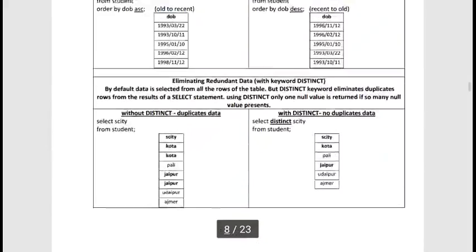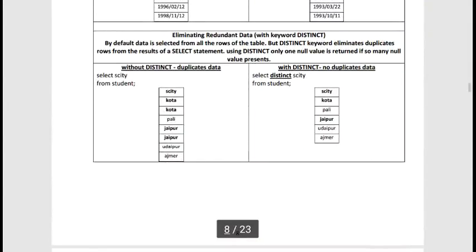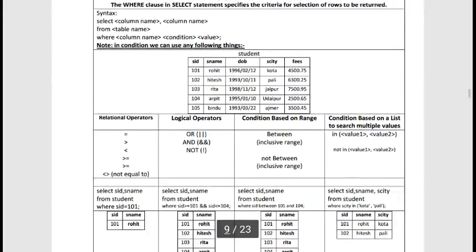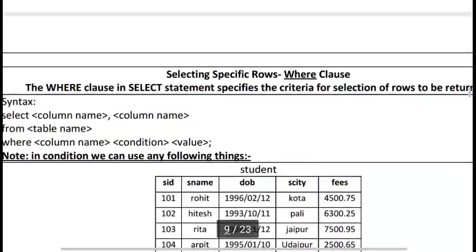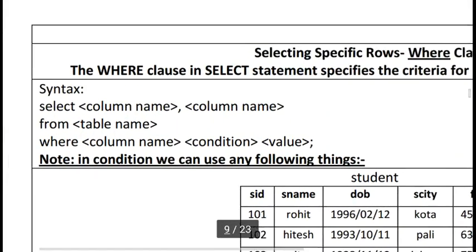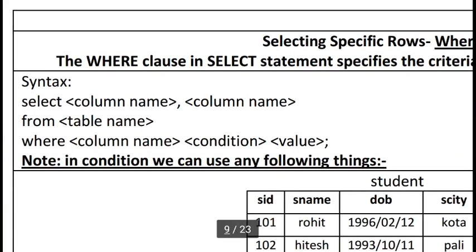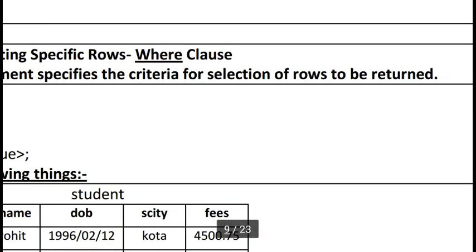Okay, so last time I discussed the DISTINCT keyword in the SELECT command. Today we will discuss more clauses in the SELECT command. Suppose you want to select particular rows, so we can use the WHERE clause. The WHERE clause in a SELECT statement specifies the criteria for selection of rows to be returned. Means if we want to show selected rows, we can use the WHERE clause in the SELECT command.